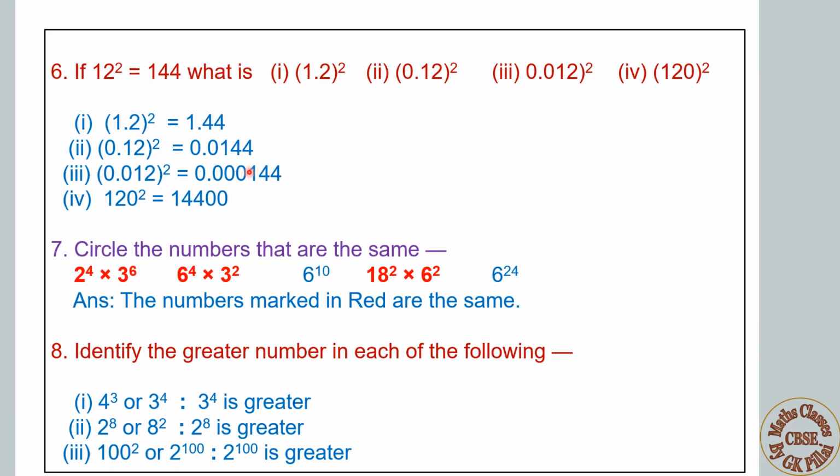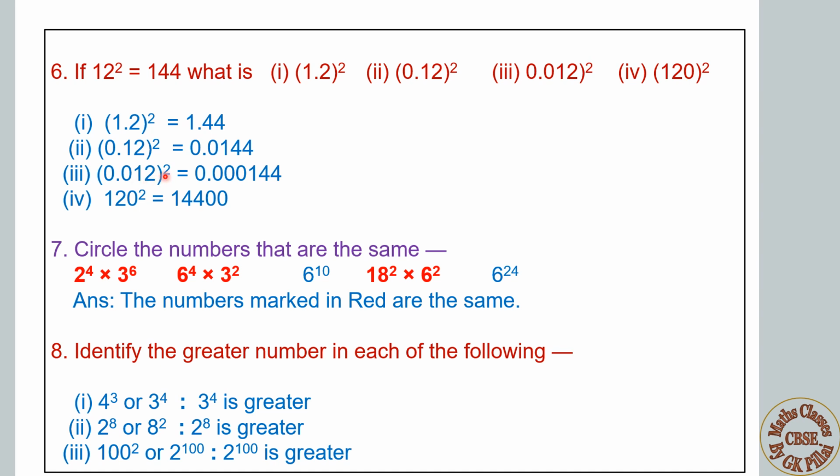Here, this is a good question. If 12 raised to the power of 2 is 144, what is the value of these numbers? The first one, 1.2 raised to the power of 2, you must know, will be 1.44 only. 0.12 raised to the power of 2. Everywhere it is 2 only. So this will be 0.0144.